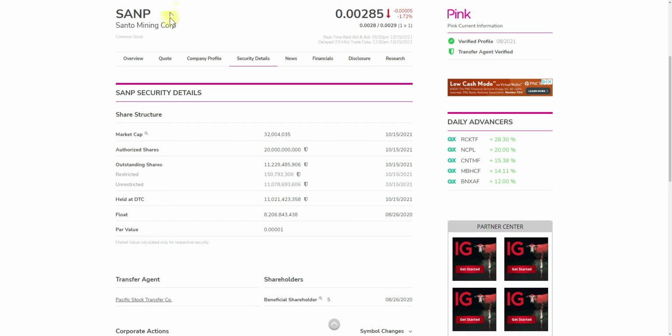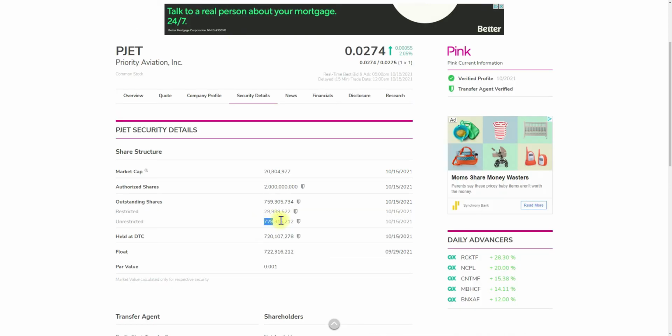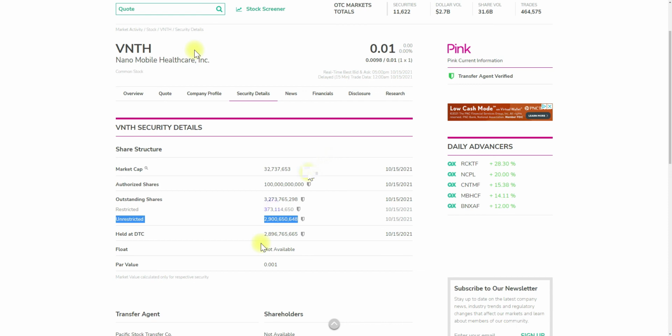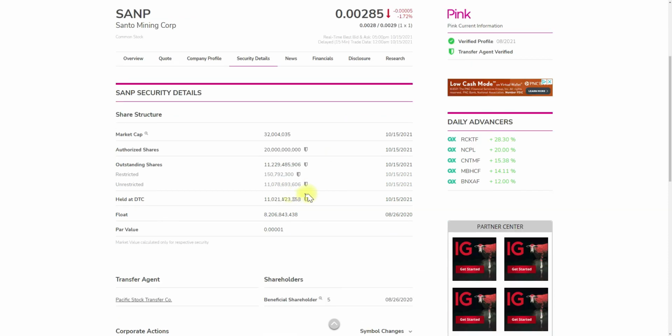Also, we're talking about PJET 729, VNTH 2.9, and now we're looking at SANP 11 billion right here. This float was from 8/26/2020, a year and a month and a half ago. So 13 and a half months ago, it was 8.2. Now it's 11. So that's almost 3 billion in a year. FYI, it has increased the shares that we trade by 3 billion.